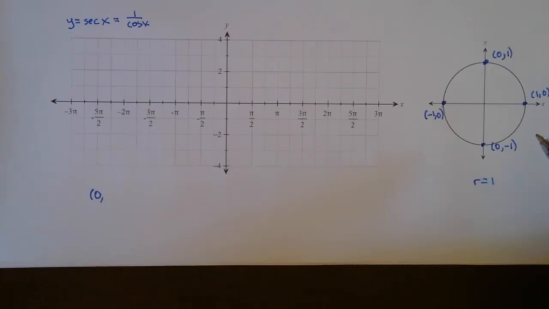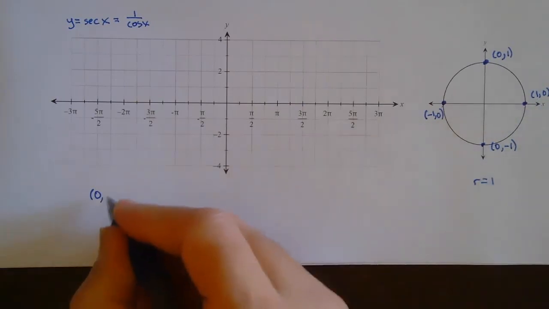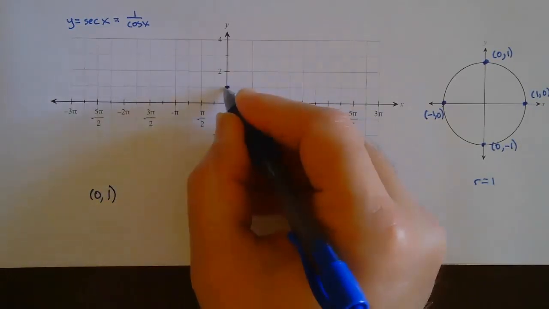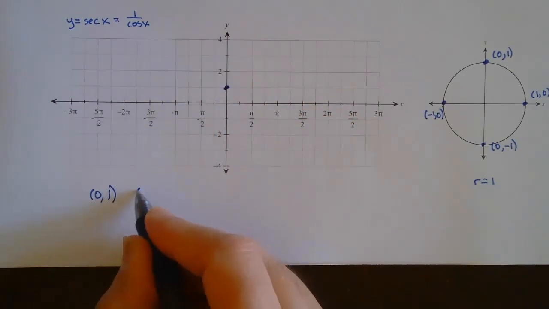Cosine is x over r, so secant is going to be r over x. So 1 over 1, that would be 1. So that puts me right here. At angle 0, the ratio would be 1, okay? How about pi over 2?